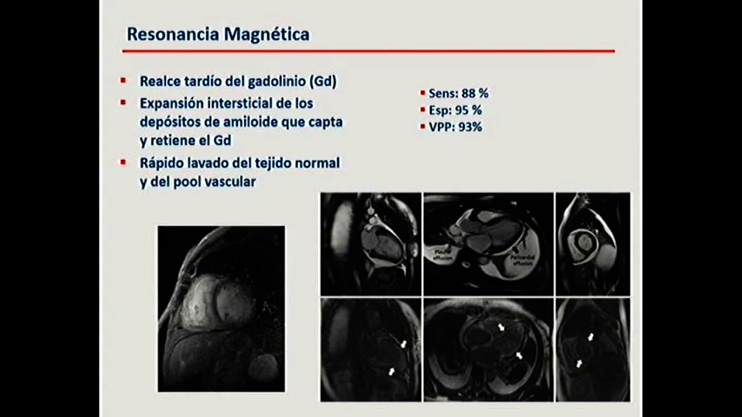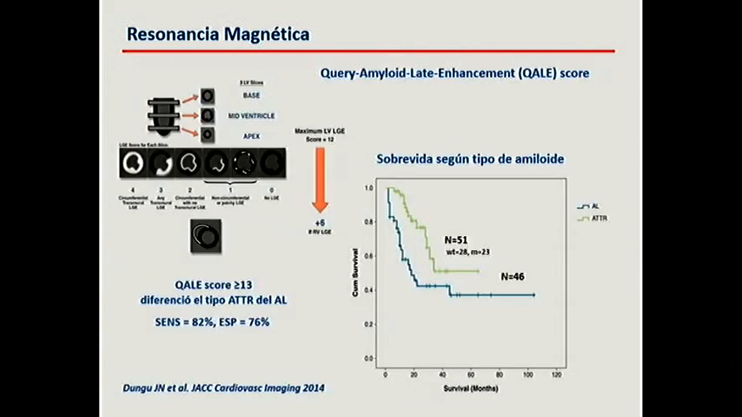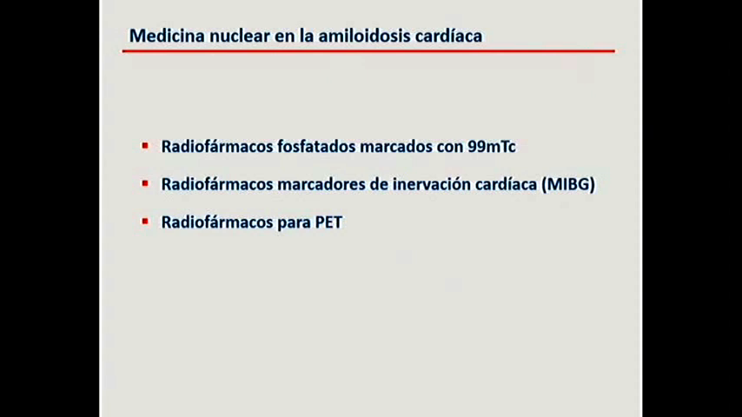The MRI shows late enhancement. There's an interstitial spacing, and there is a quick washing of the normal tissue and the vascular pool, which improves contrast with infiltrated tissue, so it has a very high predictive value. Here we have other parameters for magnetic resonance, which would enable a certain degree of confidence.